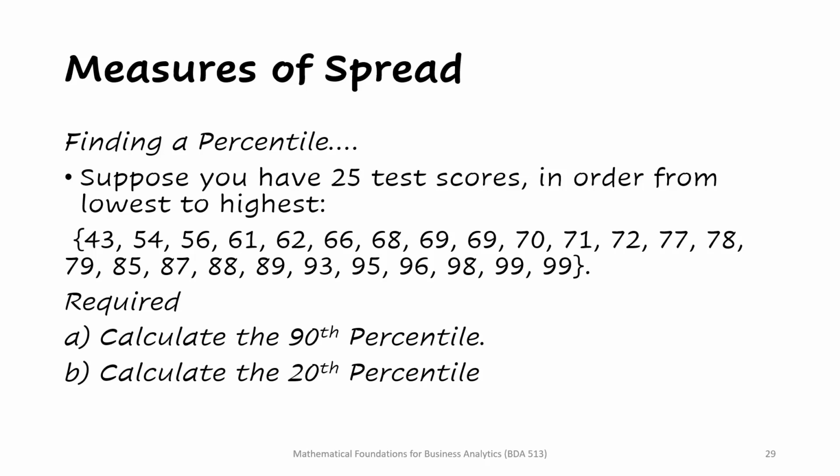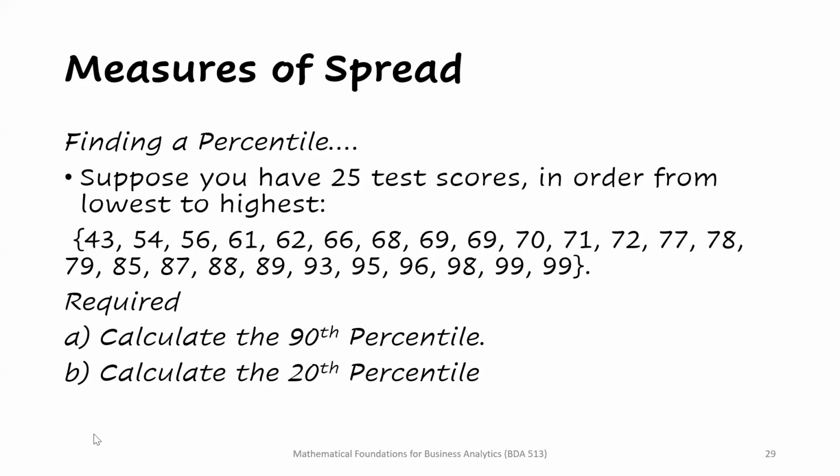Excellent. So you know how it's done now. If it is a whole number, you just count and then take whatever you calculated and then add the next number, and find the average. However, if it is not a whole number, it is a decimal, just round it up to the whole number, and then that is your percentile.